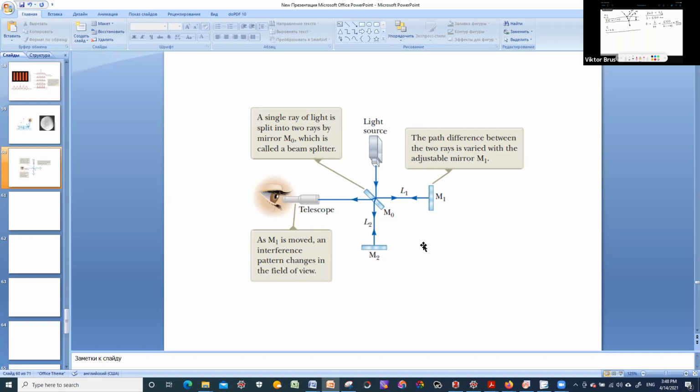So obviously the difference in path will be the difference in the distance from this beam splitter to mirror M1 and to mirror M2. So if we fix M2 and change the position of mirror M1 by even a quarter of the wavelength of this laser radiation, we will see changes in the interference picture, because the length L1 will change with respect to L2, and that means the difference in path will be different from the initial condition.